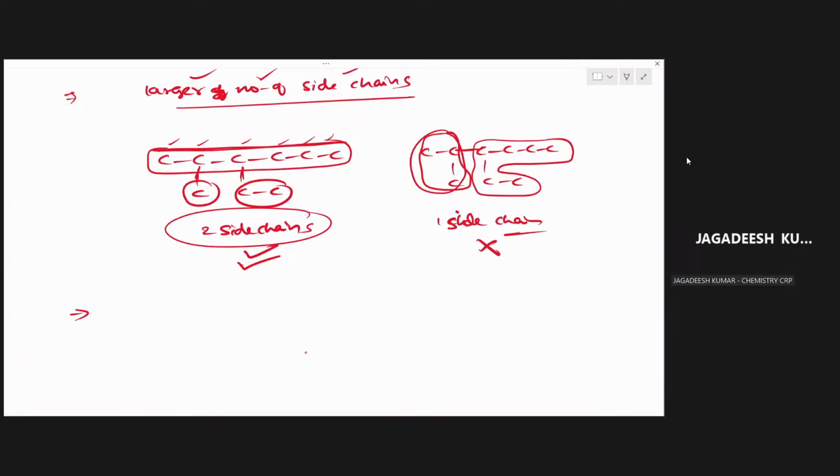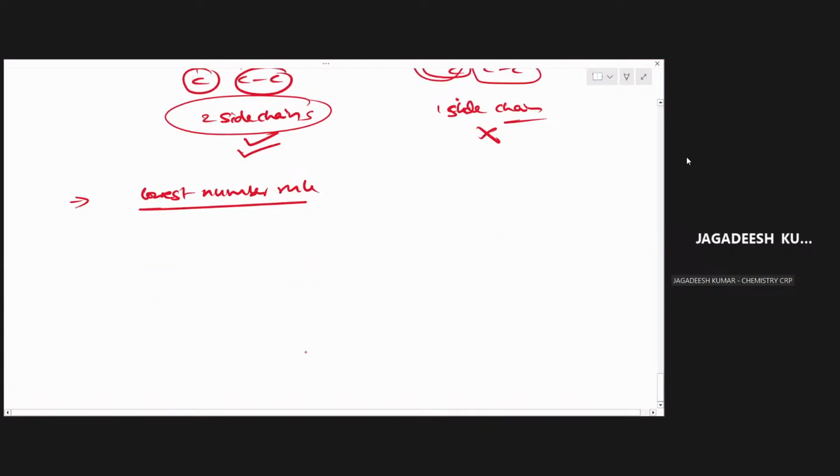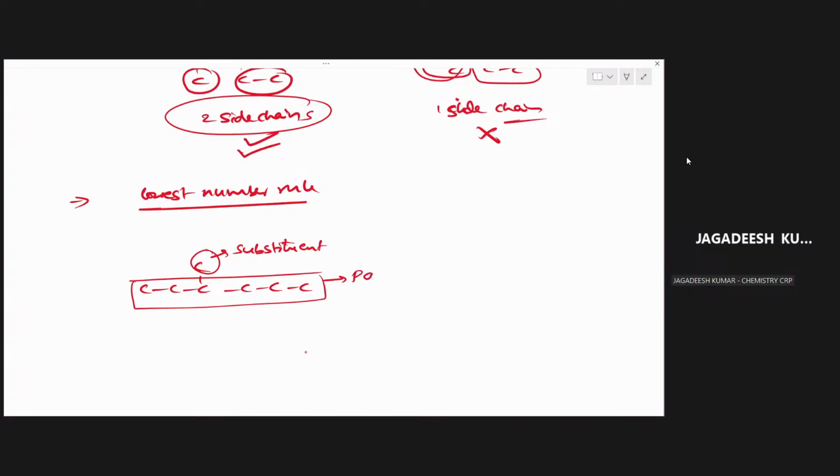And next, the lowest number rule. This is also an important rule. Lowest number rule means what? For example, if I am taking the same structure here, we have to select the longest chain. When you are seeing, you can easily identify the straight chain is the longest chain. Now, this is called what here? Substituent or side chain, we know already. And this is called the parent chain or longest chain.